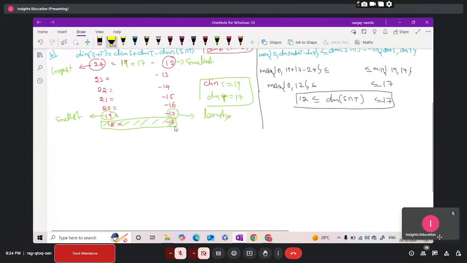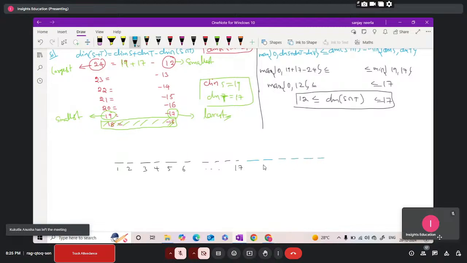Actually, how many dimensions do we have here? 24 dimensions: 1 2 3 4 5 and so on, 1 2 3 4 5 6. Okay, T is 17. Next, let's see what remains: 1 2 3 4 5 6, and then 18 19 20 21 22 23 24.